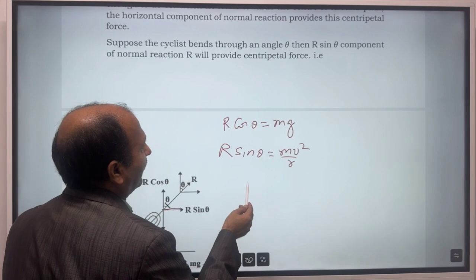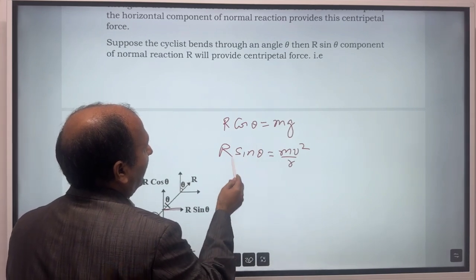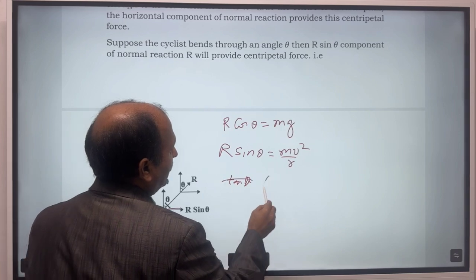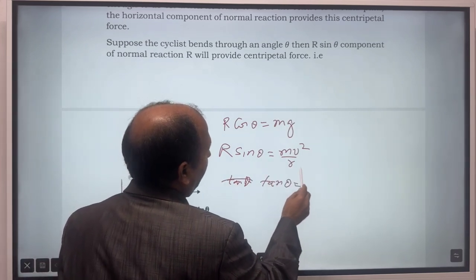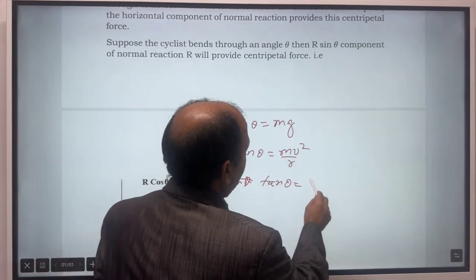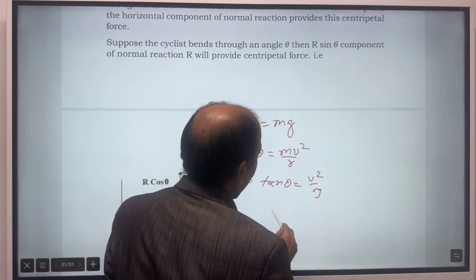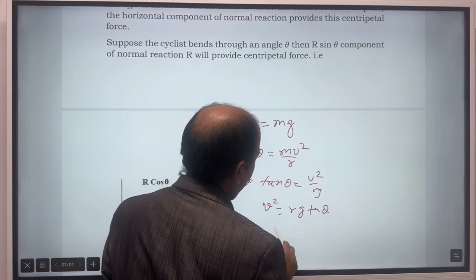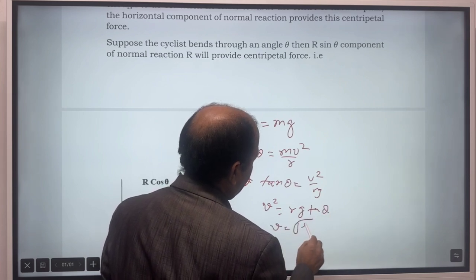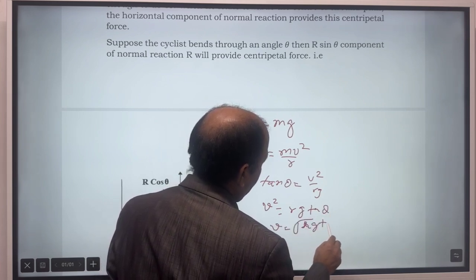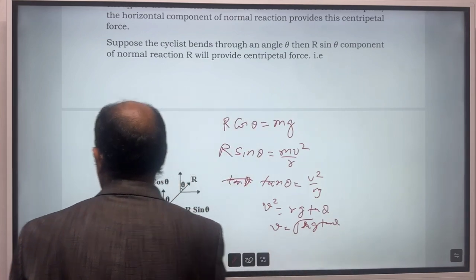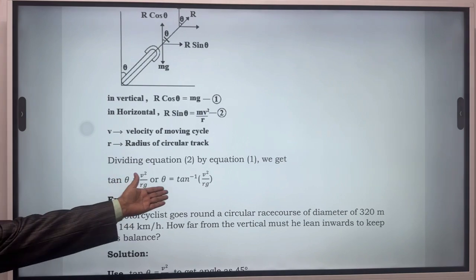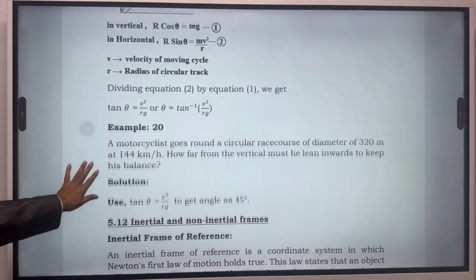Now again you can divide. So second divided by first. So tan theta will be, m will cancel out, v square upon rg, or v square equal to rg tan theta, from where we get v equal to root of rg tan theta. So this is the case of cyclist. Same thing is explained here, theta equal to tan inverse v square upon rg.